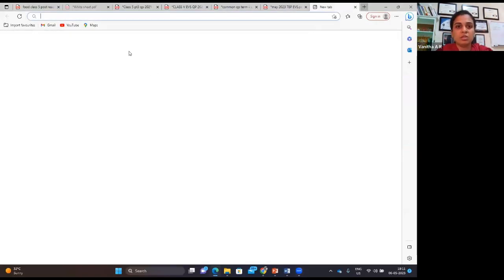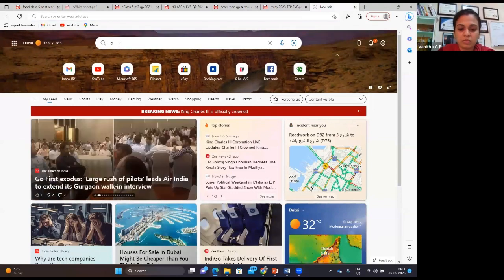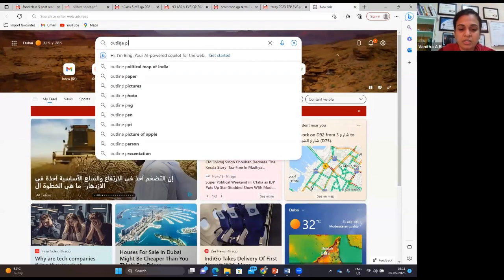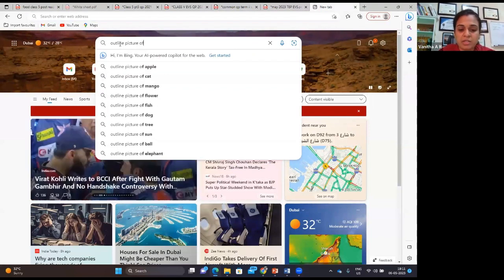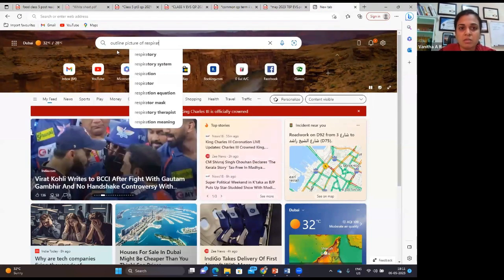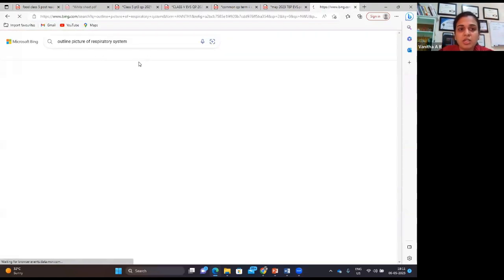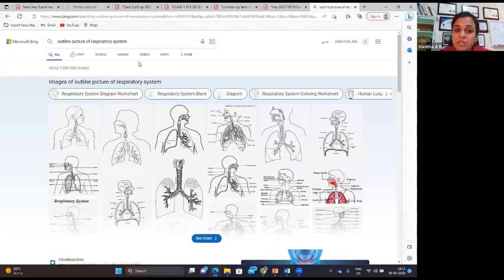Teachers, I'll just help you with how to go about taking pictures from the internet and how to crop them. Whenever we frame the question paper, please make sure that you use only outline pictures. I'll just help you with that. Supposing you want to take a picture of, any suggestion, teachers, any picture, okay, the respiratory system or digestive system, please mention it as an outline picture. Then only will you get a very clear picture. So you can take such pictures.